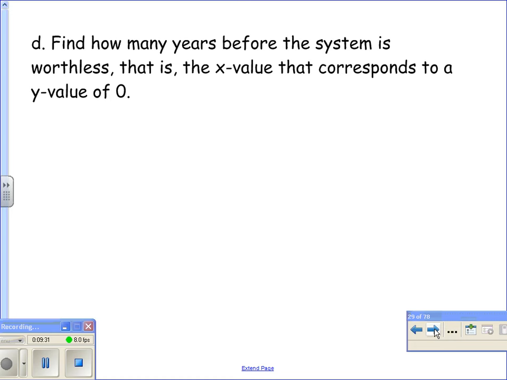So we want to find out how many years before the system is worthless. So that means it's worth 0. So we would set 0, that's our output value, and we don't know our x value. That's what we're trying to find, and we solve this equation.